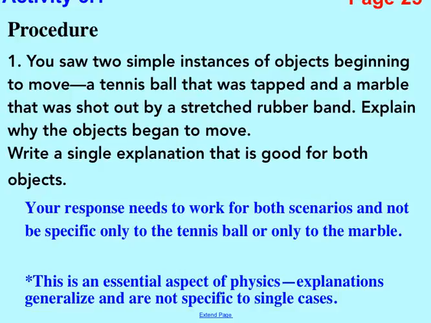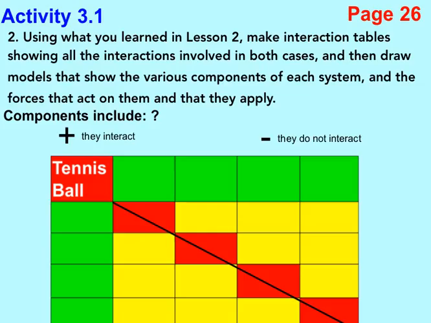All right, now that you've had a chance to do that, again, they give you a lot of room on page 25. I don't expect you to fill the whole thing up. Let's flip the page over to page 26. Now, on top of page 26, it says, using what you learned in lesson 2, make an interaction table showing all the interactions involved in both cases, and then draw models that show the various components of each system and the forces that act on them and that they apply.